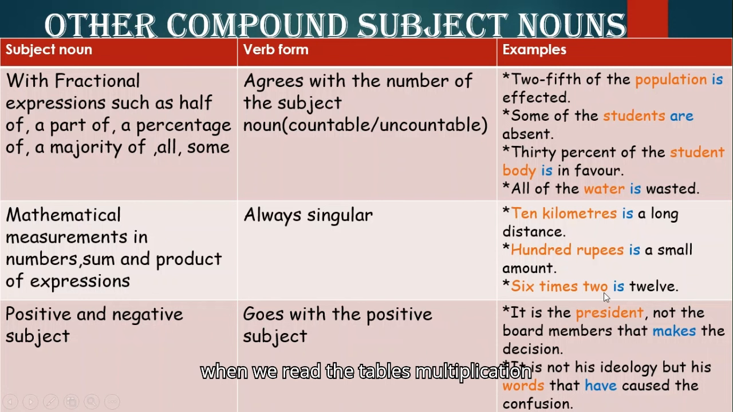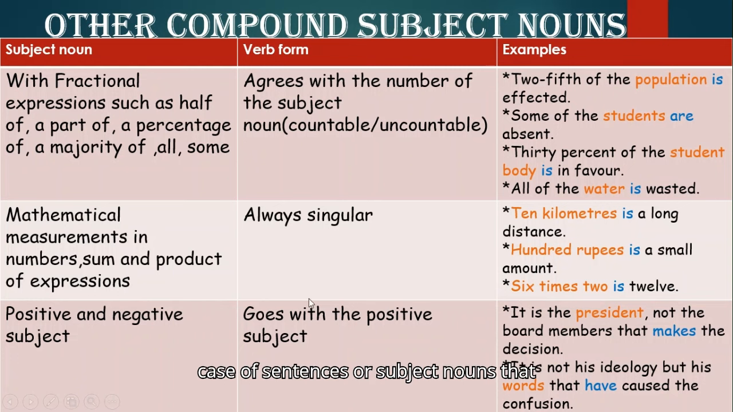Now when we read the multiplication tables, we say "2 2s are." There we are talking about the numbers. "2 2s are." We are not saying 2 times 2. So there we use "are." "2 2s are 4." But when we write it in this form, 6 times 2 is 12.